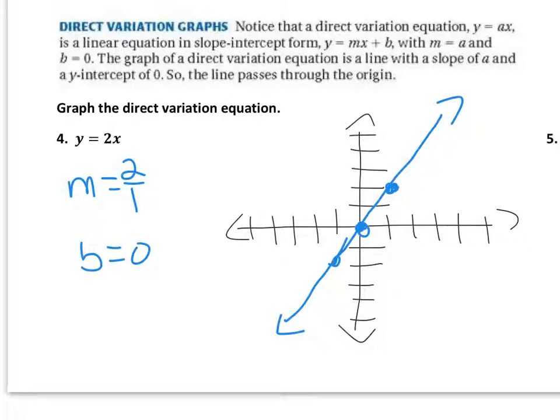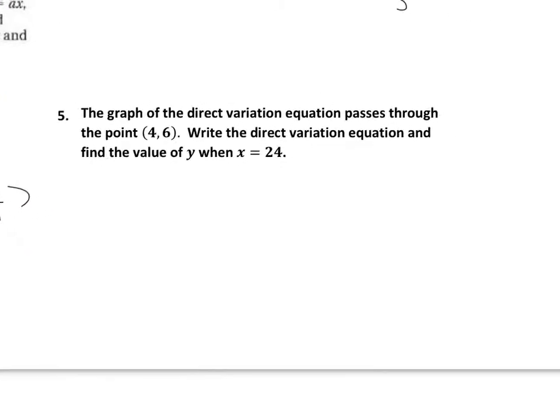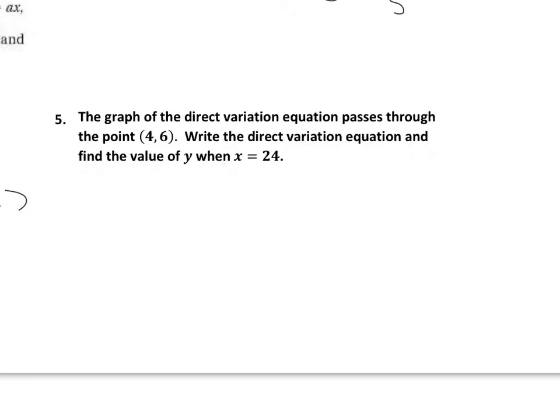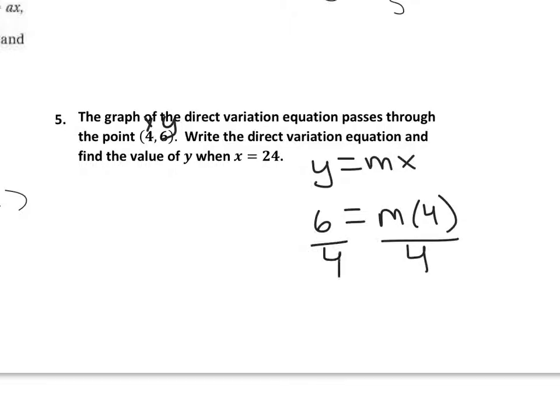Let's take a look at some more examples. It says the graph of a direct variation equation passes through the point 4, 6. Write the direct variation equation and find the value of y when x equals 24. So we have to remember, direct variation equation, y equals mx. We have an x and a y up here. So if I plug those in, I get 6 equals m times 4. Divide by 4. So you get 3 over 2 equals m.